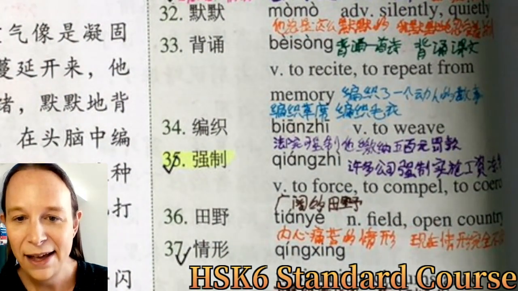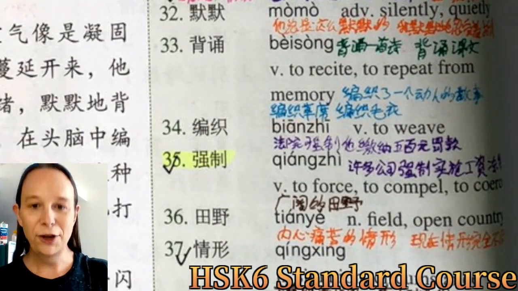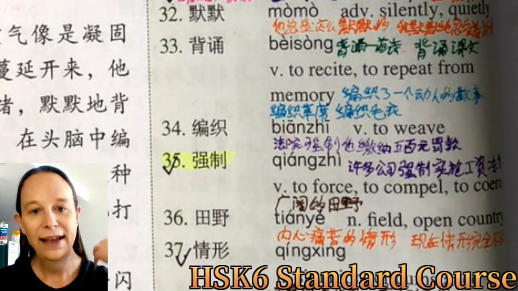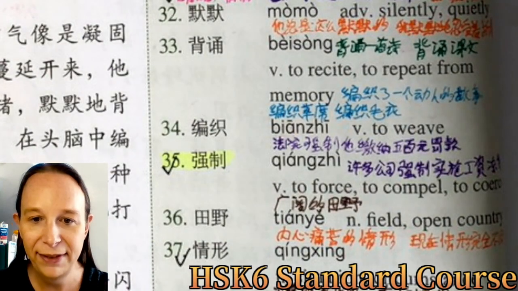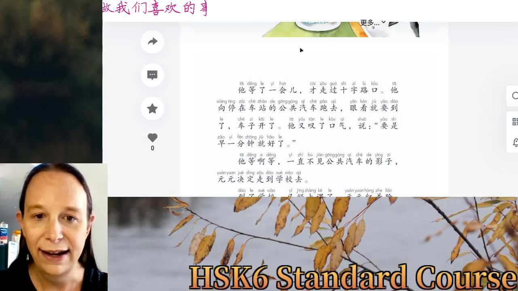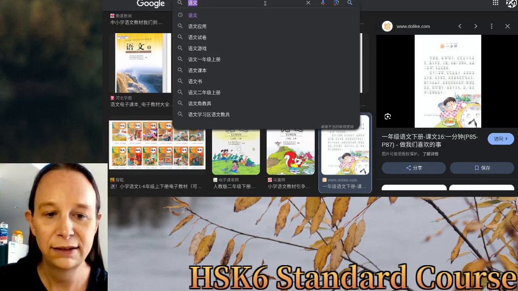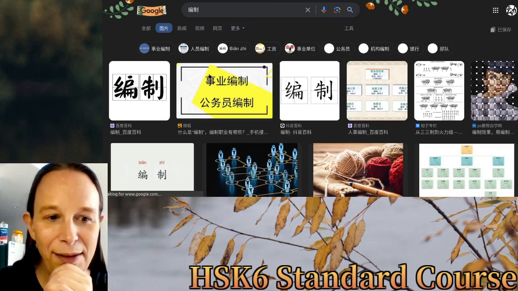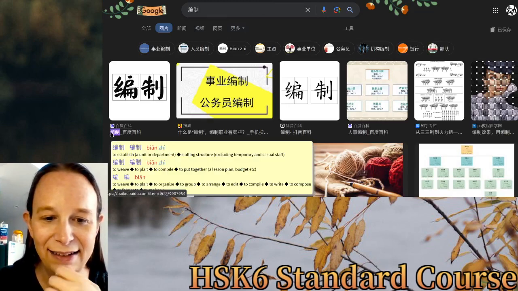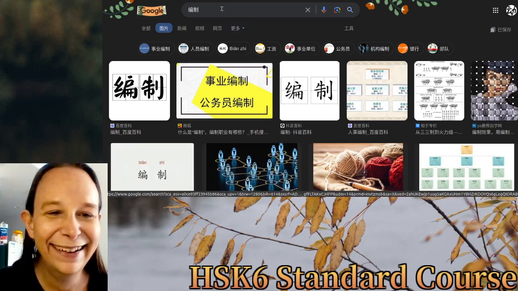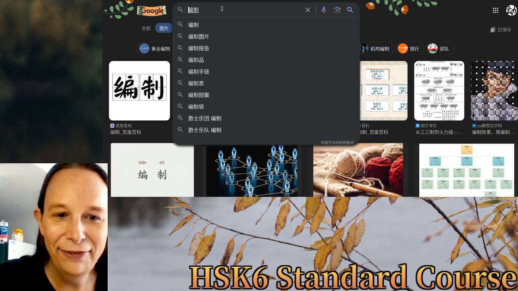All right, next is 编织. So 编织 literally meaning to weave in the sense of textiles. It can also be used figuratively. We'll get to that in a minute. 编织. All right, 编织. No, I made a typo. This is 编织. This is something else. This also means to weave, doesn't it? 编织. What is the difference actually?